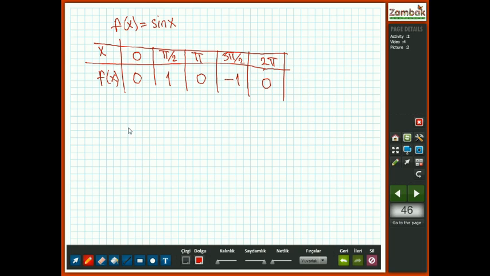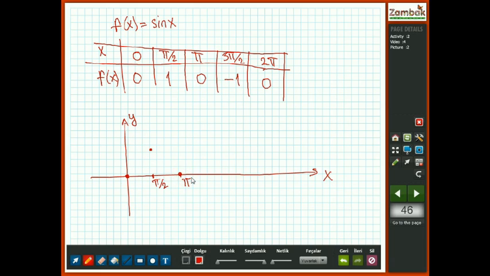Now let's plot these points, the pairs. Here, when x is 0, this shows us the x variable, and this is y equals sine x. When x is 0, y is equal to 0. When x is pi over 2, that is this point, y is equal to 1 here. When x is pi, this point, y is equal to 0.